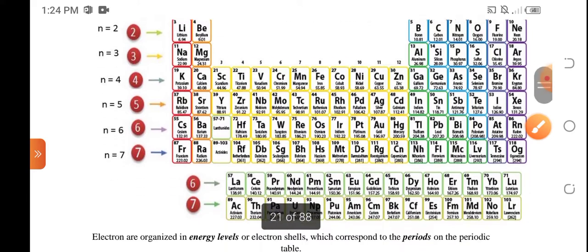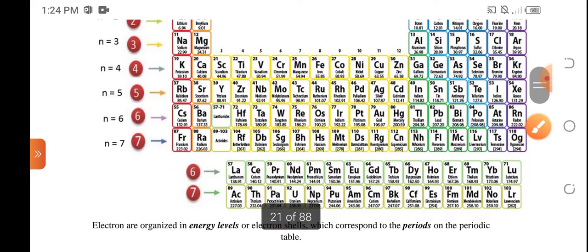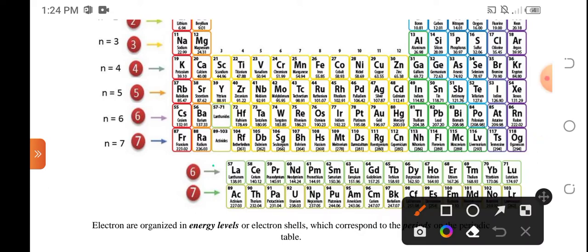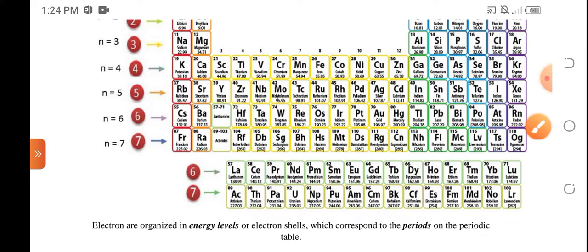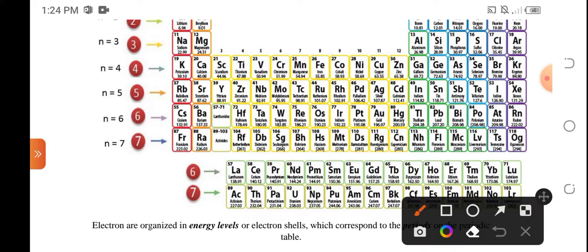Now, the elements dito sa baba ng ating periodic table, respectively, are in period 6. Ito yung lanthanide series, which are atomic numbers 57 to 71, under period 6. And the actinide series, which are elements with atomic numbers 89 to 103, are under period 7.